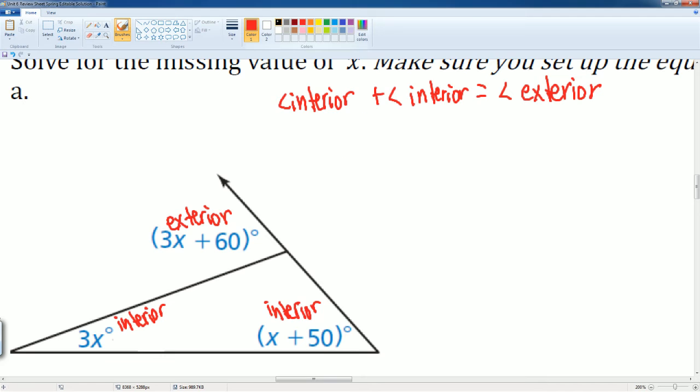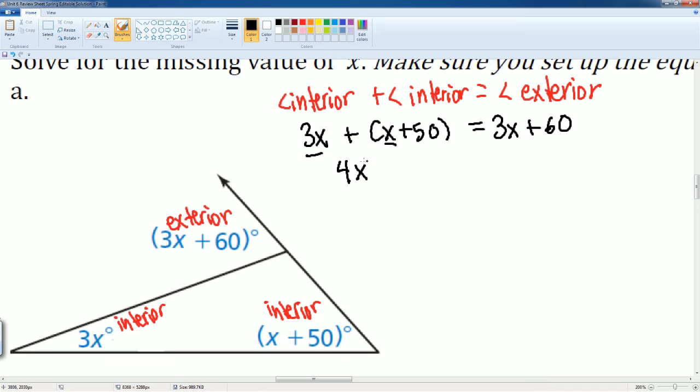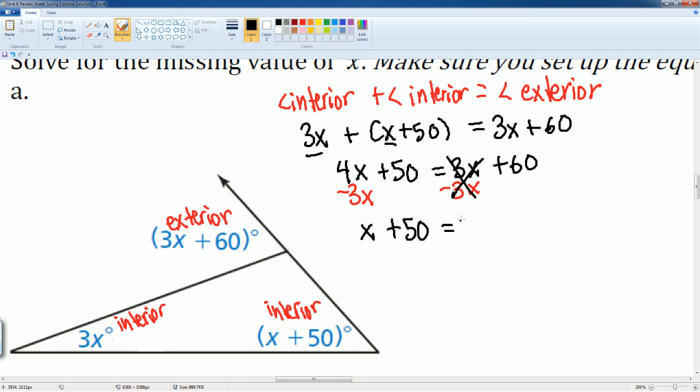All right, so let's write it now. Your interior is 3x plus your other interior, which is x plus 50. That's going to be equal to your exterior, which is 3x plus 60. So the 3x and the x here combine to get you 4x. Bring everything else down, so plus 50 equals 3x plus 60. Then we can subtract 3x from both sides. That leaves you with x plus 50 equals 60. Subtract 50 from both sides. That gets you x equal to 10.